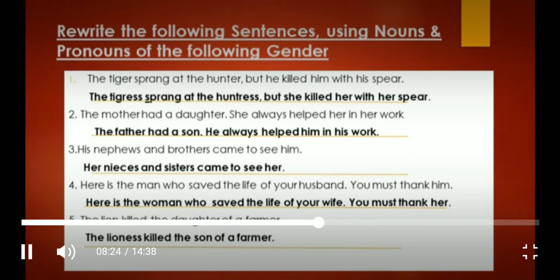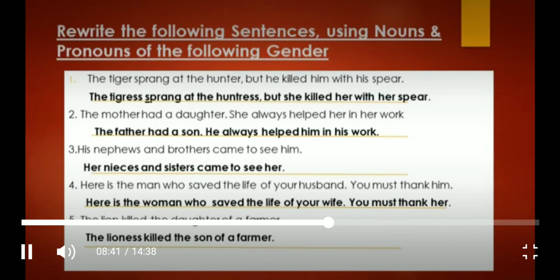The father had a son. He always helped him in his work. His nephews and brothers came to see him. Her nieces and sisters came to see her.